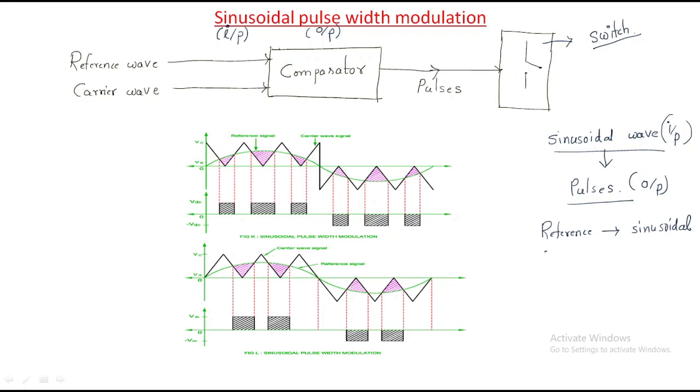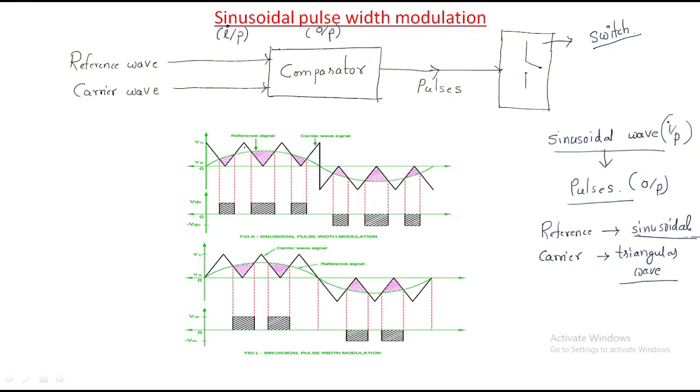Here, what is the carrier wave we are using? Carrier wave is the triangular wave. So by using this sinusoidal wave as reference wave, nothing but sinusoidal wave is input, and by using the triangular wave, by using these two waves, comparator will take these two waves and it generates the pulses. Those pulses will operate as the switches.